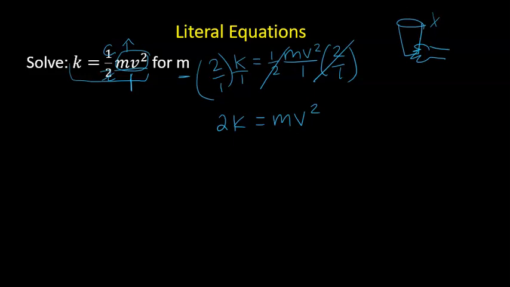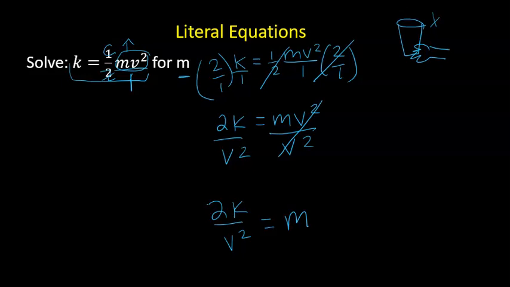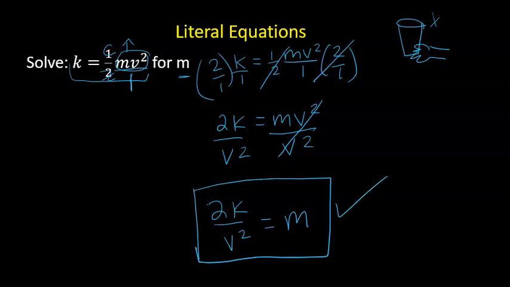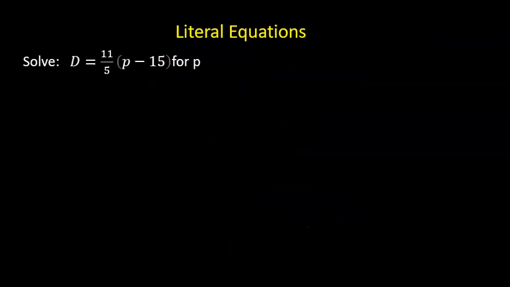So let's see, what do I do now? Because I got that v squared and I got that m. Well, you can actually just divide by v squared. You don't have to get elaborate, right? We get rid of that. So my final answer is 2k over v squared equals m. That's it. That's my answer, right? Literal equations, all you're doing is training yourself to move stuff around. You don't necessarily have to do any math.